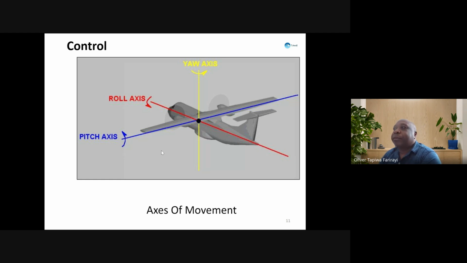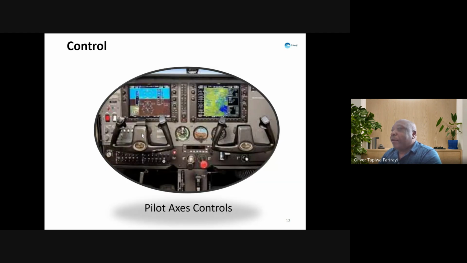Yaw or roll, which means left or right turn. And again, remember, this can also be associated with slips as well. Then also pitch up and down as well. Okay, those are the control surfaces that normally the pilot uses to control those axes.